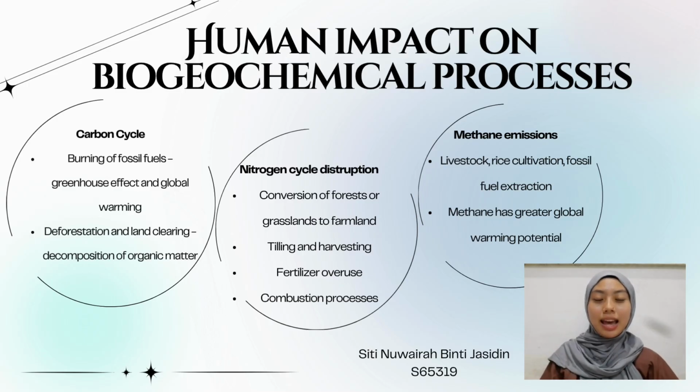Human activities have significantly altered natural biogeochemical processes, particularly the carbon, nitrogen, and methane cycles. The burning of fossil fuels and deforestation increase carbon dioxide emissions, increasing the greenhouse effect and global warming, and stored organic matter is released back into the atmosphere. The main sources of methane, namely livestock, rice cultivation, and fossil fuel extraction, have a much higher global warming potential than carbon dioxide, despite their shorter atmospheric lifetime.